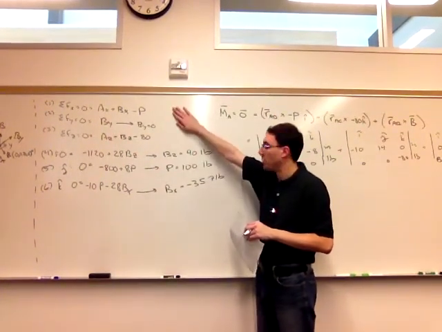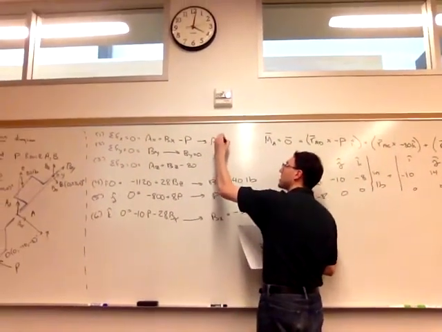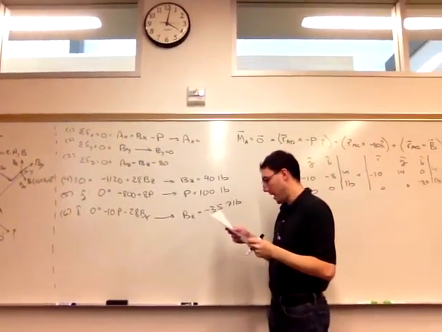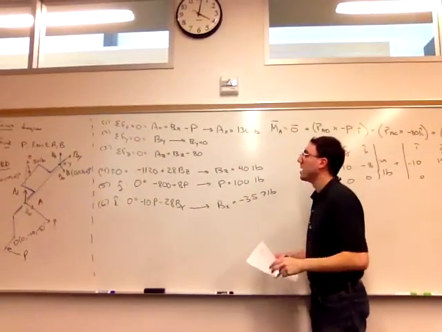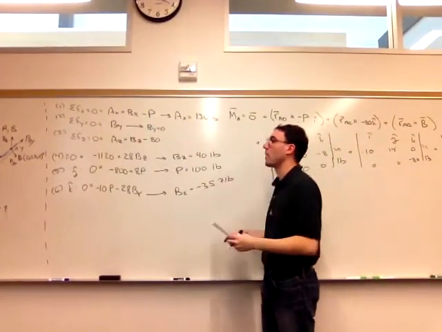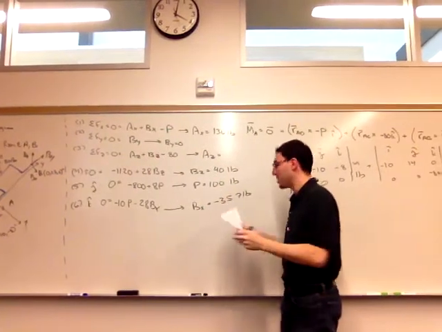We can now go up to equation 1. We know P, we know BX, so we can get AX out of this. AX, we get 136 pounds. And finally, we know BZ, so we can go up to equation 3, and we can find AZ is 40 pounds.